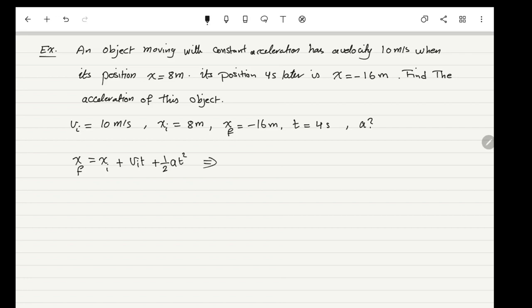So let's substitute back here. Minus 16 equal to 8 plus the initial velocity times t, which is 10 times 4, plus half a times 4 squared, which is 16. So you solve this, and we'll find that a in this case is equal to minus 8 meters per second squared.